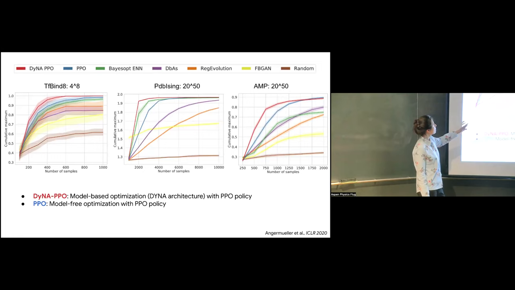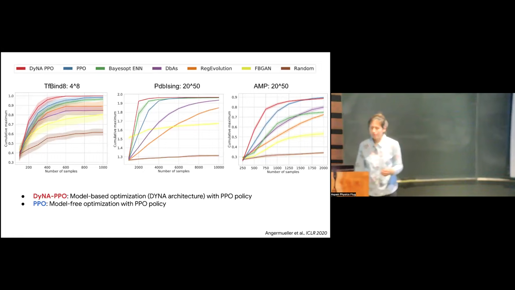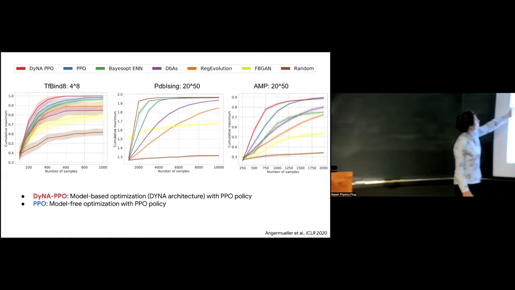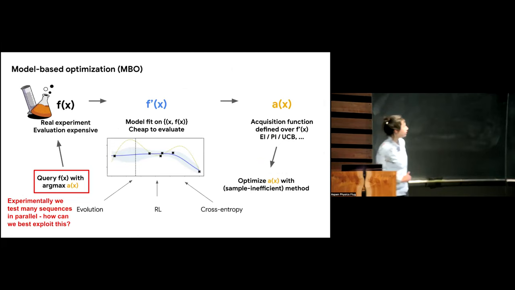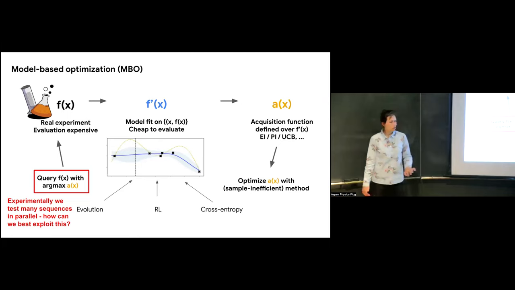And so our red method is able to do better than other methods in most cases. And here random is shown in this brown color. You can't see, but this is what happens if you make random moves. And I'm just showing the cumulative maximum. And so you can really do quite a lot better than random by taking this model-guided approach. Also, what's nice is we test many sequences in parallel. And so we can really exploit that to do a better job.